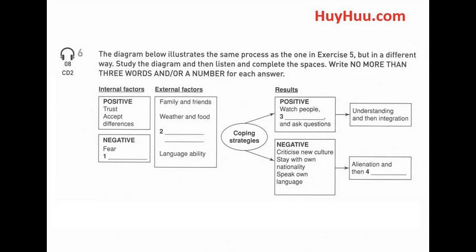Starting on the left of the diagram, there are two lists of factors, internal and external. It's important to notice that the internal factors, in other words, those based on an individual's personality, are divided into positive factors, trusting others and acknowledging that people are different, and negative, being afraid and being suspicious of people. You might think that the list of negative factors would include discrimination, but it doesn't because discrimination comes under the larger category of fear.